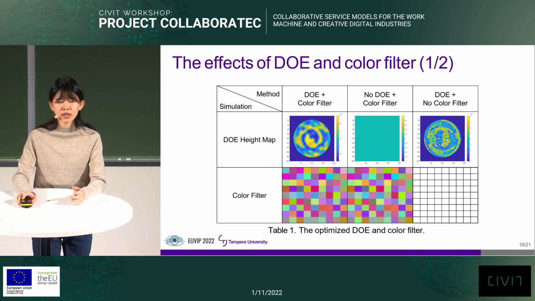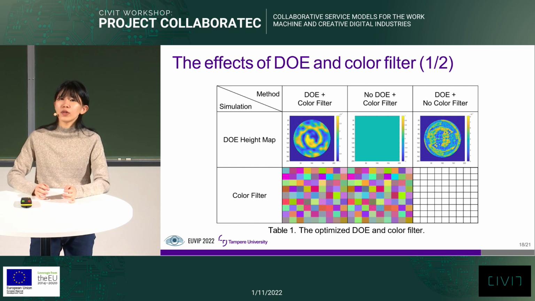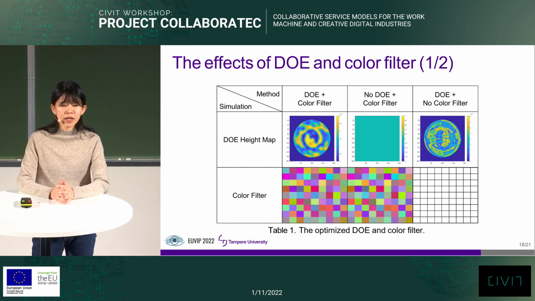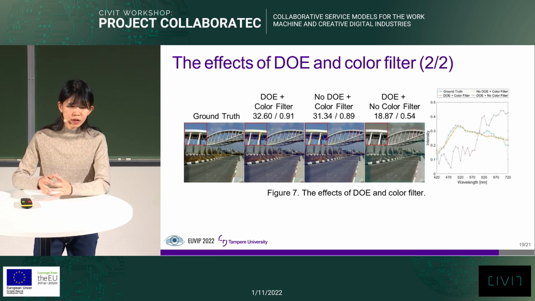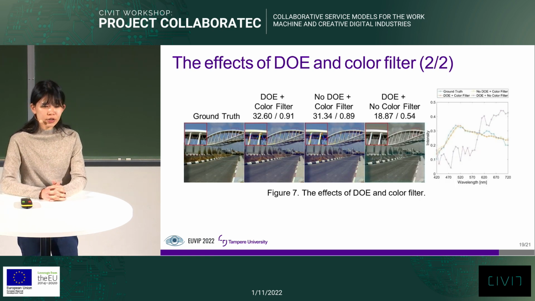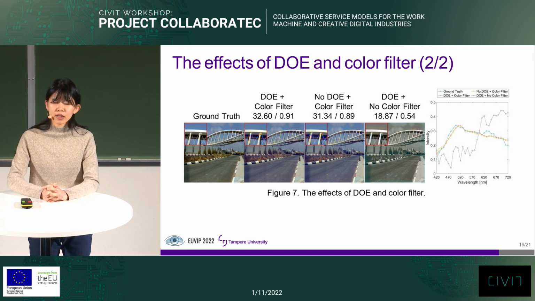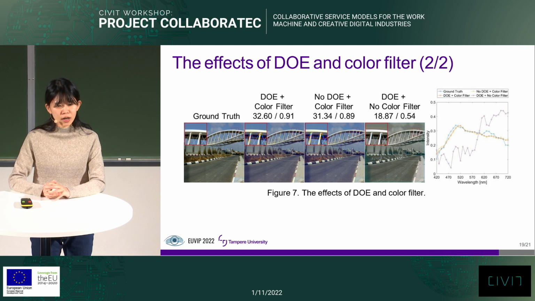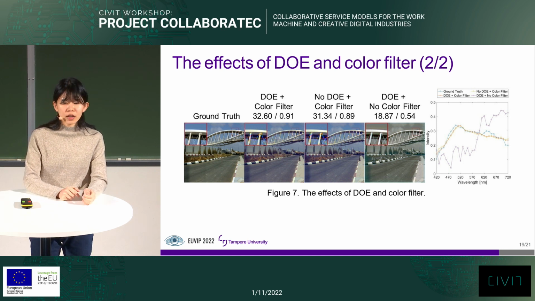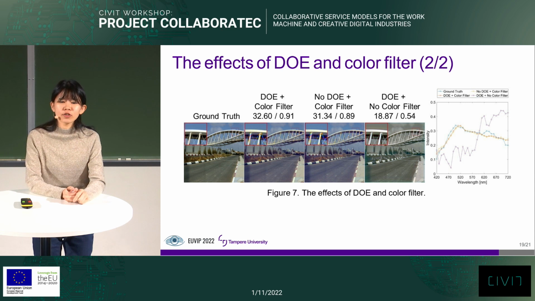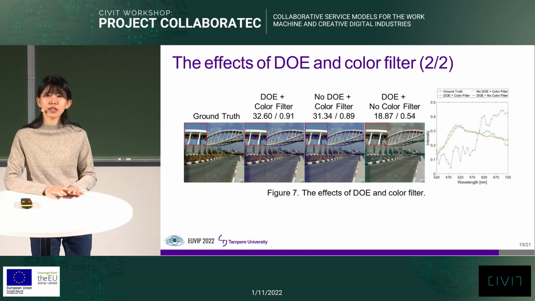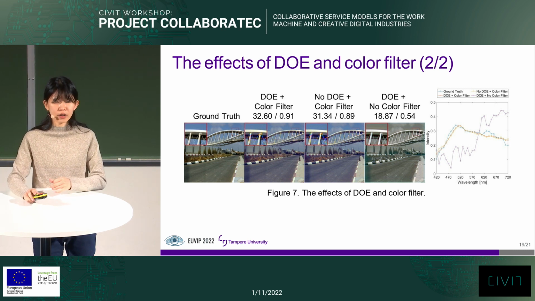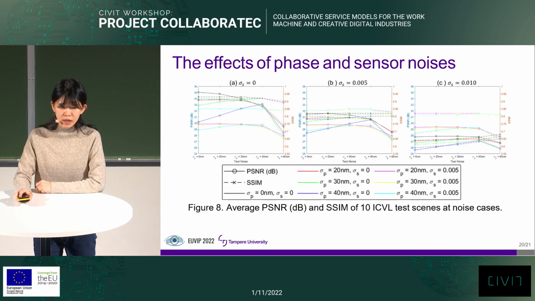And we train each of them in a fully end-to-end manner, so we get the optimized DOE height map and color filter for each case. The effect of the DOE and color filter shows like this. As you may see, the color filter affects the reconstruction a lot, giving good quality in our method, but we can also say that nevertheless the DOE contributes to the optimized results.